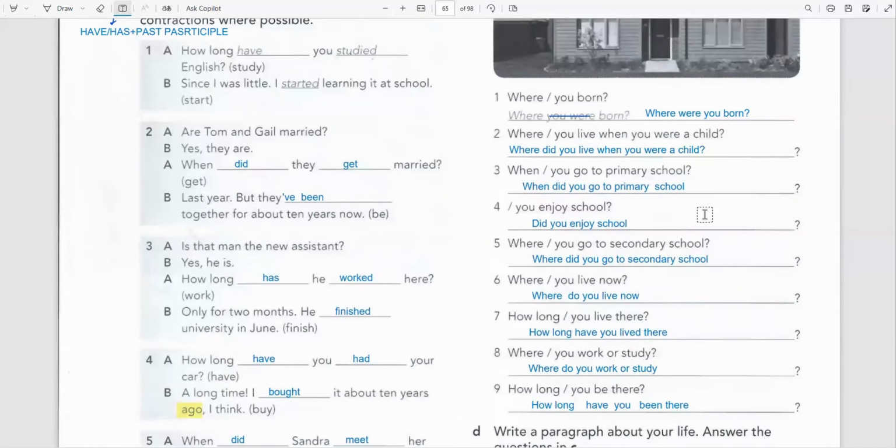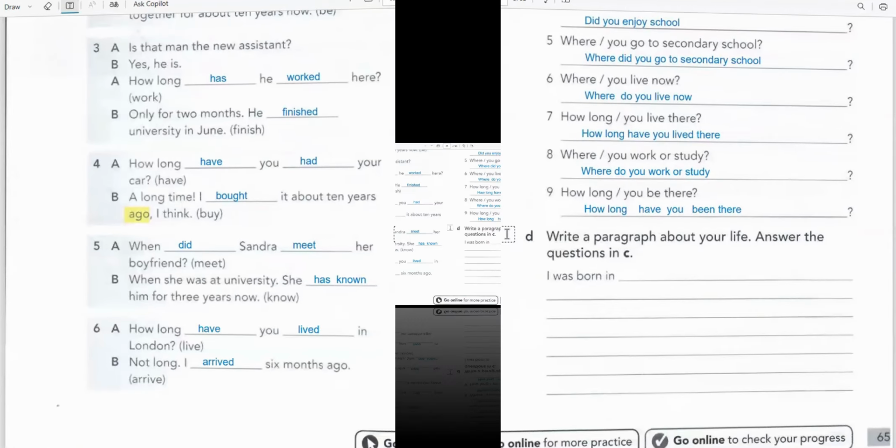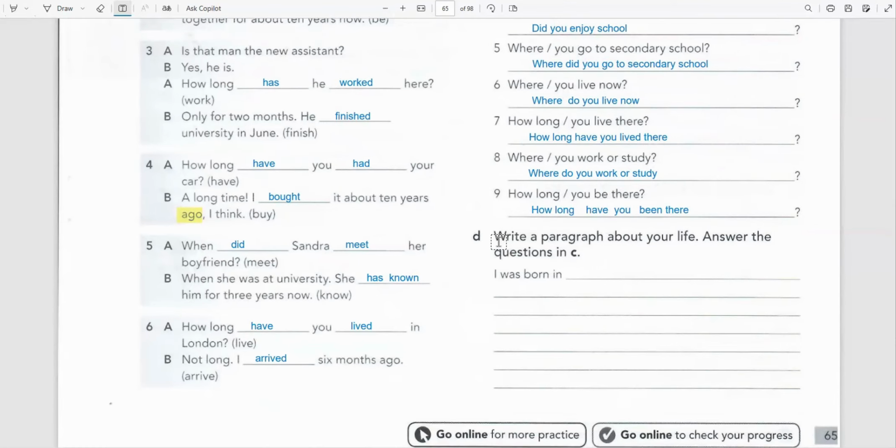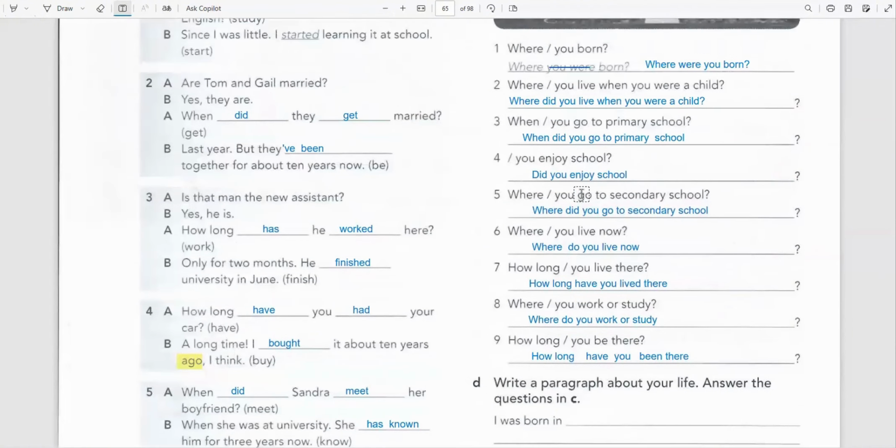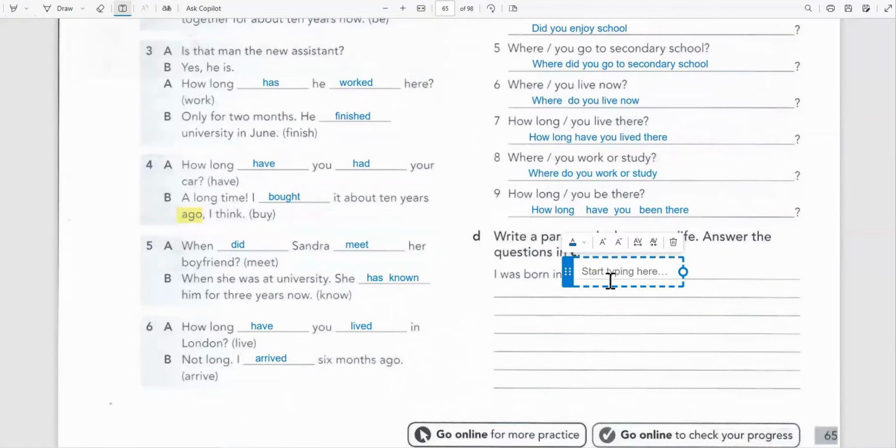So where were you born? Exercise D is asking us to give the answer, right? So we're going to write the answer. Writing is very important, guys. You can learn better through writing. So don't be lazy. Push yourself to learn by writing. So the question is, let's say I was born in London. Why not? Let's do that, London, to make it faster.